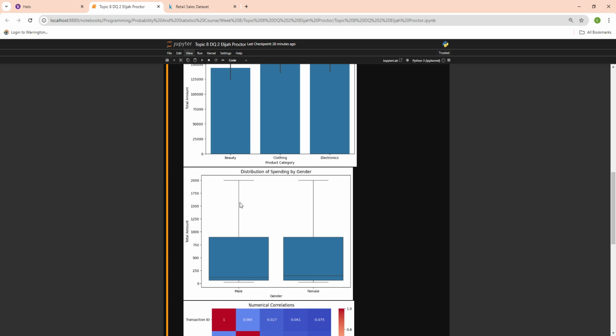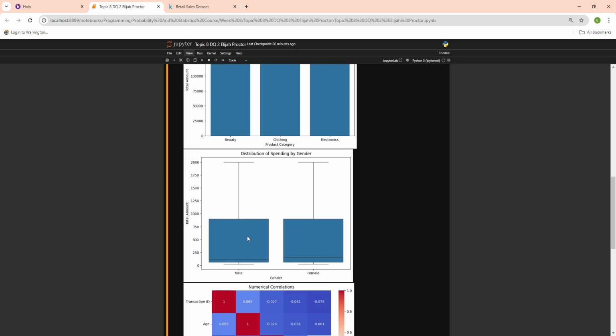Then we have our spending habits. How do our spending habits differ by gender? And so we have our box plot that compares the male and female spending, and it basically shows that both genders spend pretty similarly, since there's no significant difference between male and female spending patterns, as both have a similar range of total amount that they're spending, a little bit below 900.